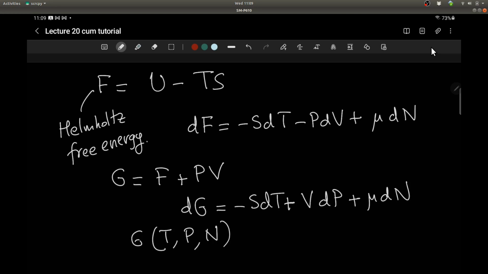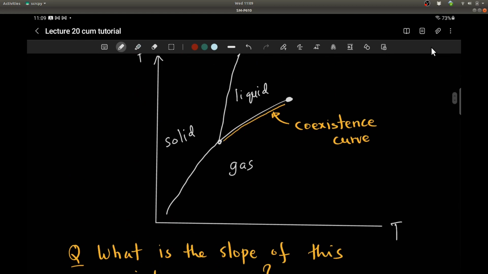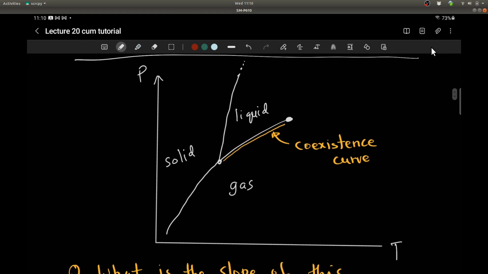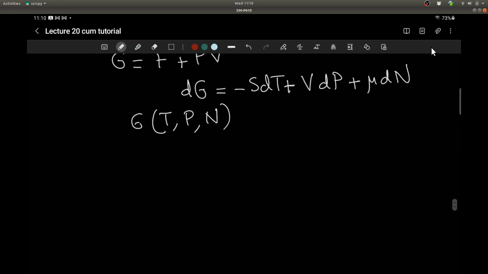Okay, so now let me motivate why I want the Gibbs free energy. Here in this phase diagram, the control variables are P and T. So the Helmholtz free energy is not the correct setup. That's the reason you go to G, where pressure is something which you have. So G of T, P, N, it's a function of these three variables.